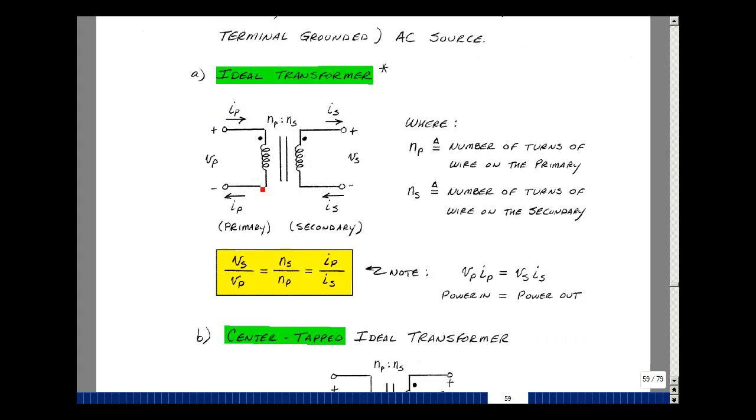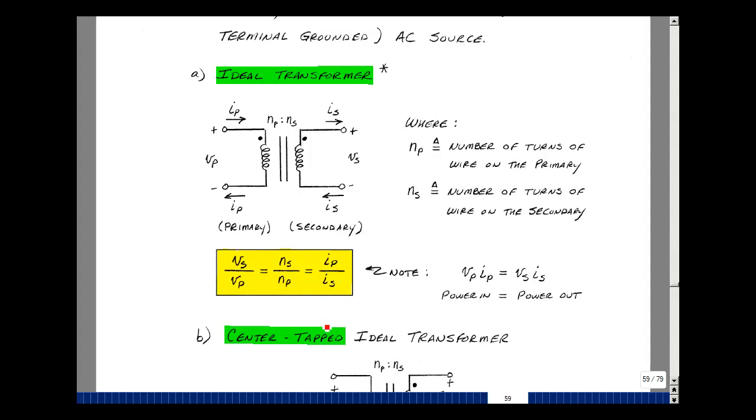Here I've got a primary side and a secondary side, and I'll show my dot notation this way. A current coming in I'll call the primary current, and the current going out the secondary current. This is the number of turns on the primary, this is the number of turns on the secondary. If the transformer is ideal, the ratio of the secondary voltage to the primary voltage is equal to the turns ratio of the secondary turns to the primary turns. It's also equal to the ratio of the primary current to the secondary current, in other words, the flipping of the subscripts.